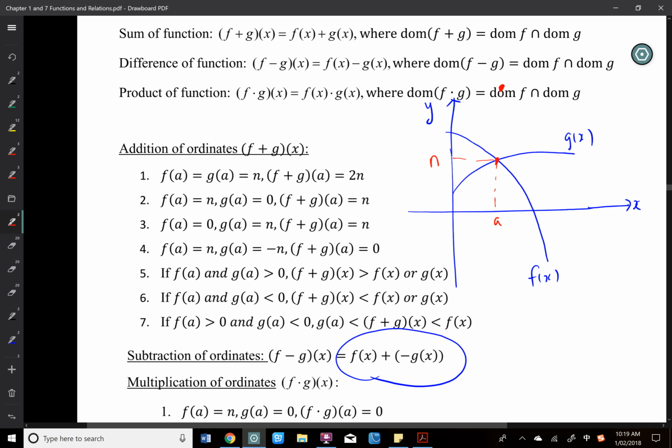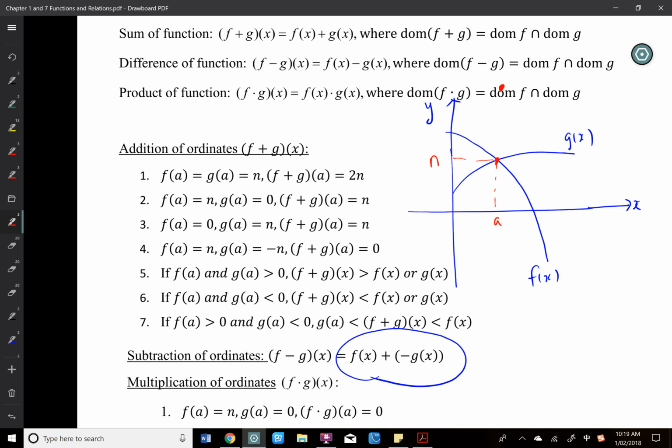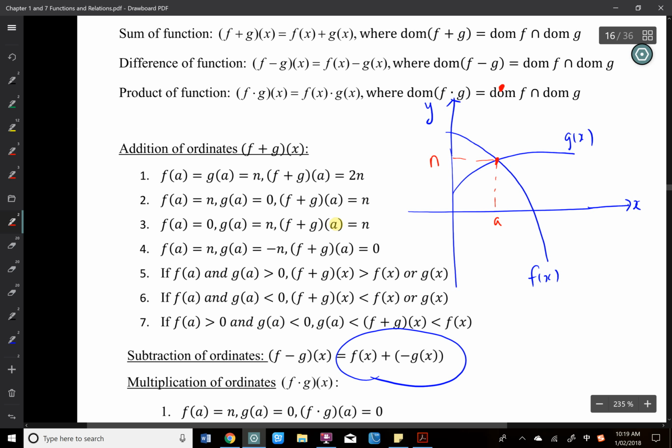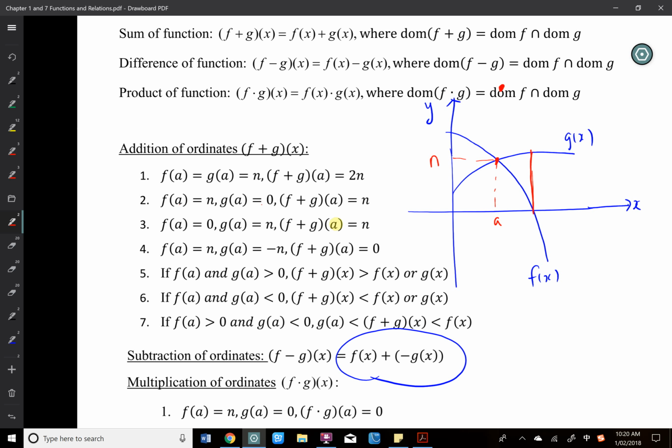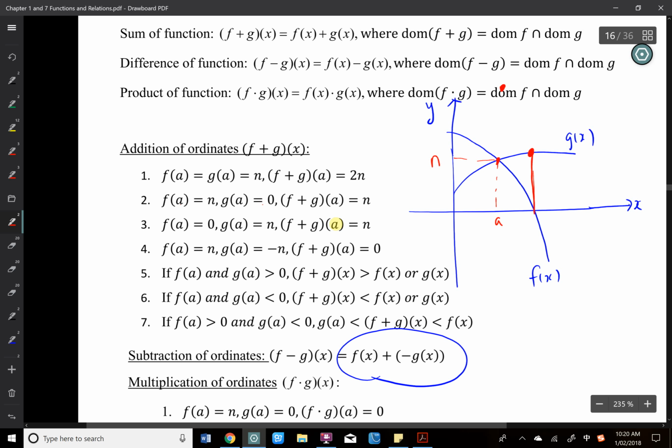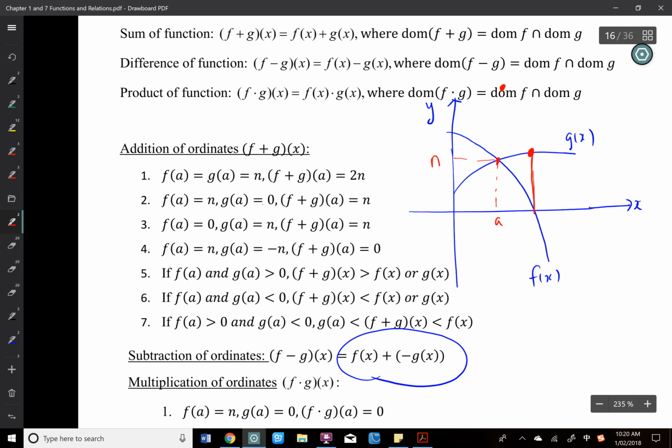The second point is, if you have fa equals n but ga equals 0, we are talking about this point. One graph has a y value of 0, which means the new function will make the point stay here. The point will stay here. That's another point you need to label. Vice versa, if you have fa equals 0 and ga is n, it is the same thing.